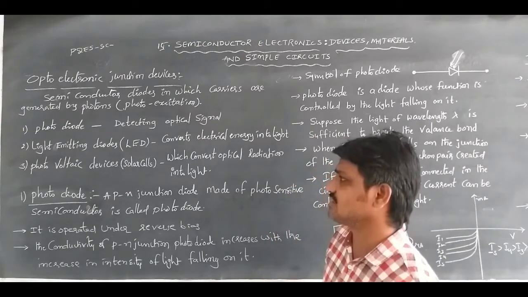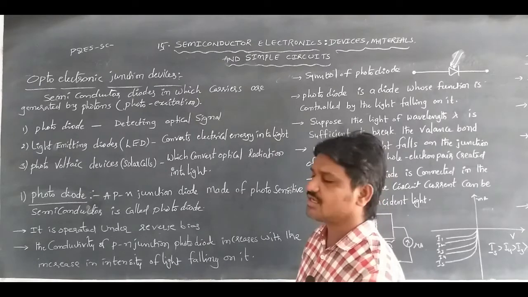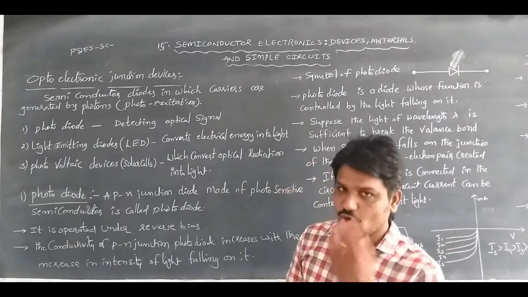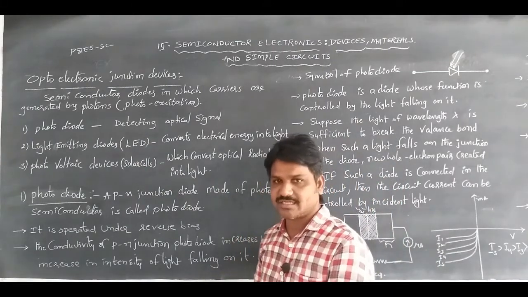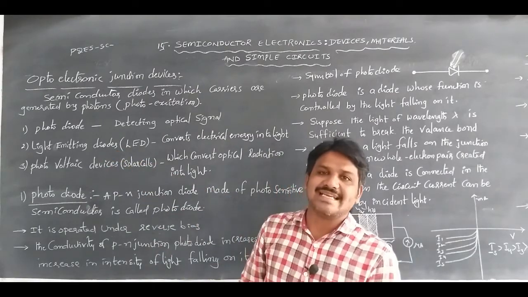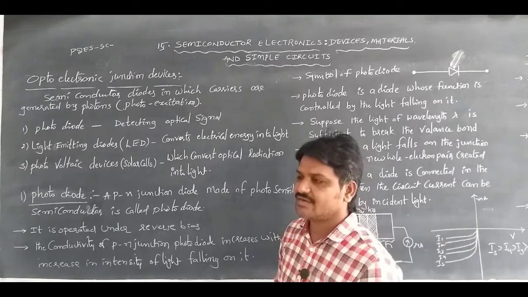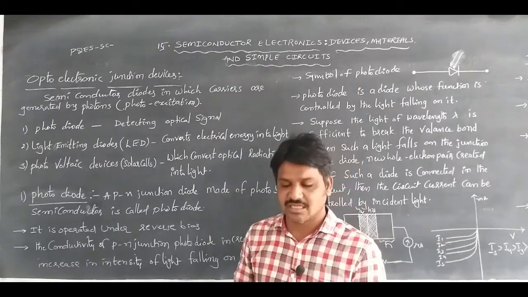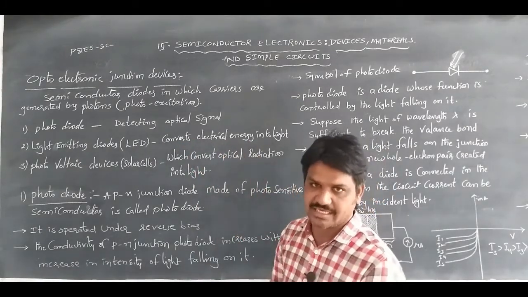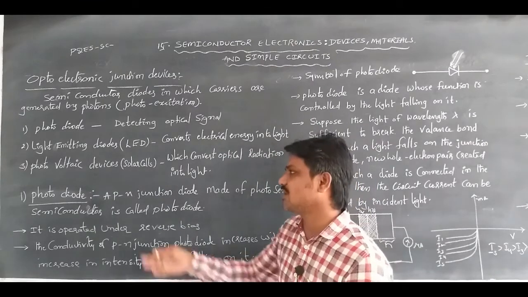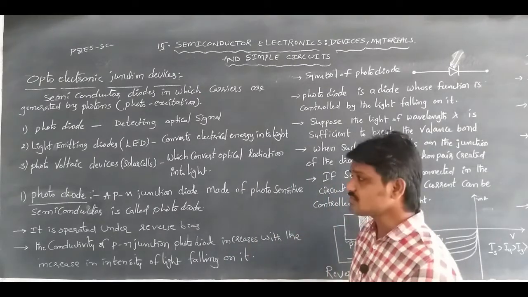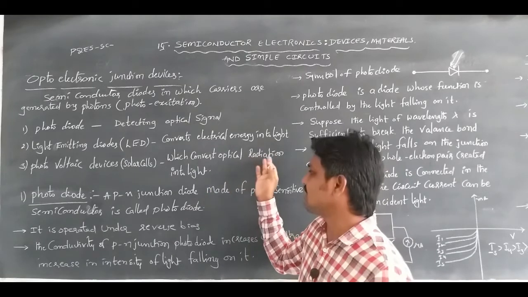So these photosensitive devices can be classified into three types. The first one is the photodiode, which detects the optical signal. The next one is the light emitting diode, LED, which emits light, that is, converts electrical energy into light. The next one is photovoltaic devices like the solar cell, which converts optical radiation into electricity.